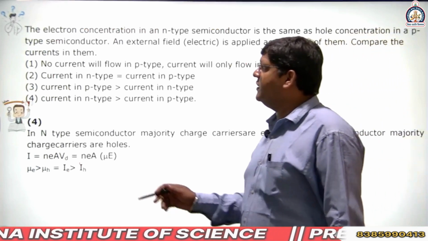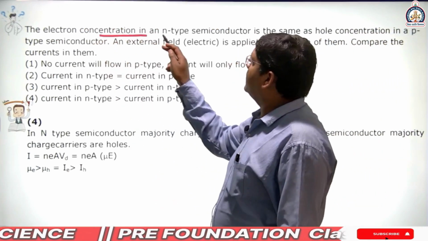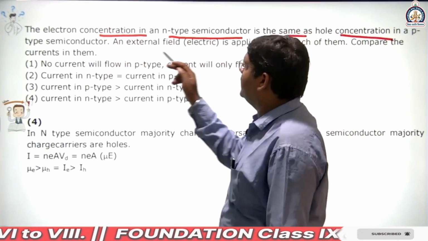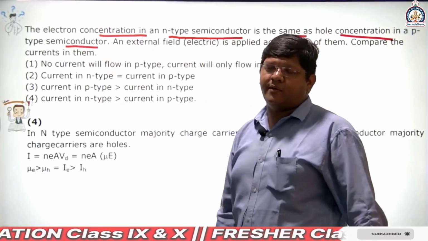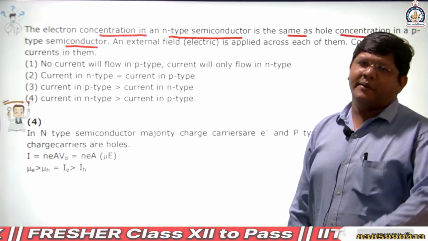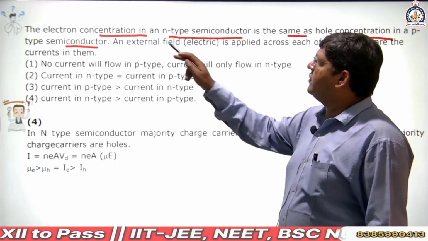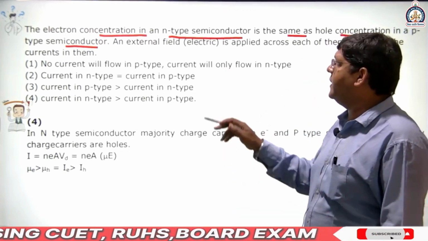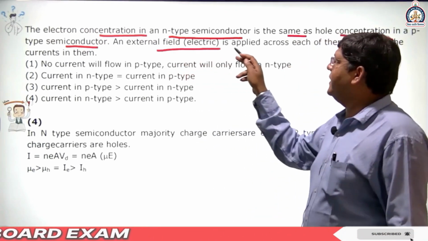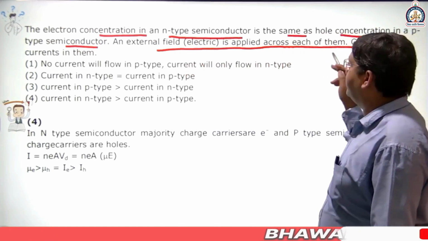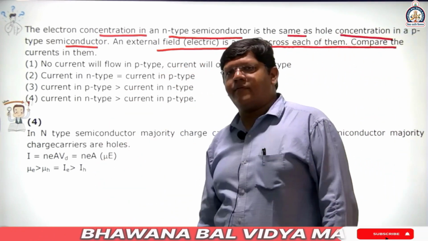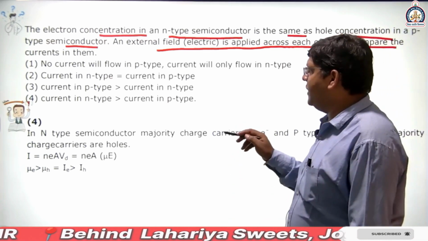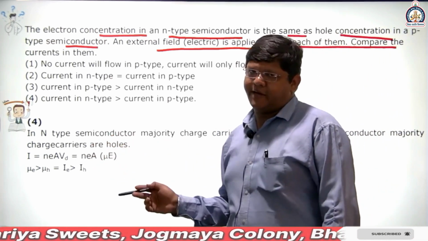The next question says, the electron concentration in an N-type semiconductor is the same as the hole concentration in a P-type semiconductor. We know there are two types of semiconductor, N-type and P-type. Now the question says an external electric field is applied across each of them. Compare the current. We have to compare or calculate the value of current. We are provided with two types, N-type and P-type.